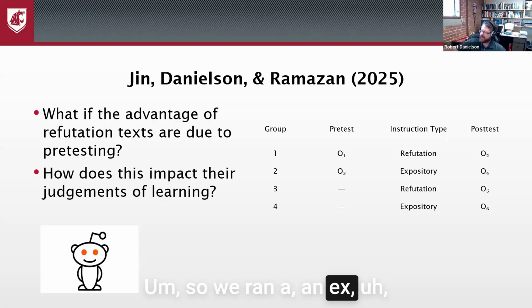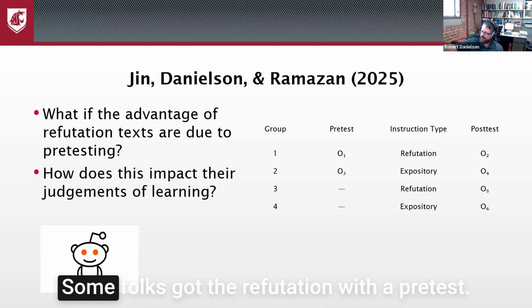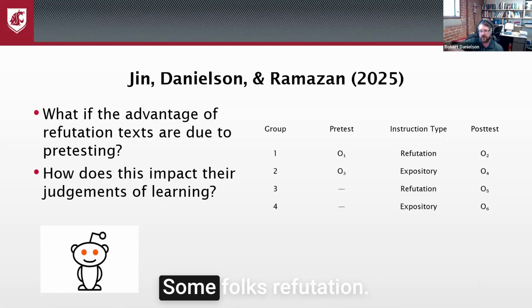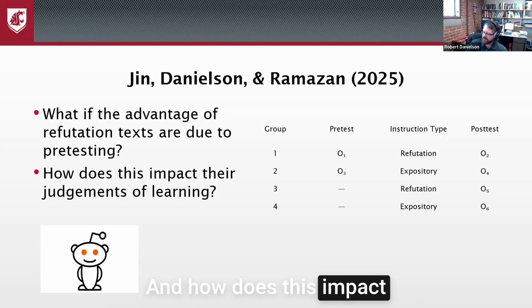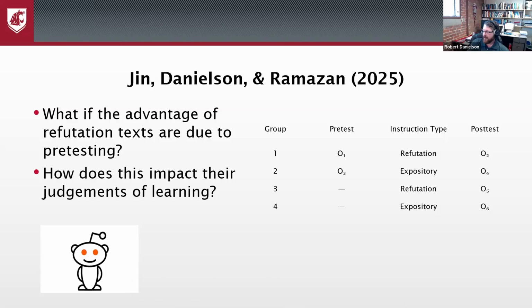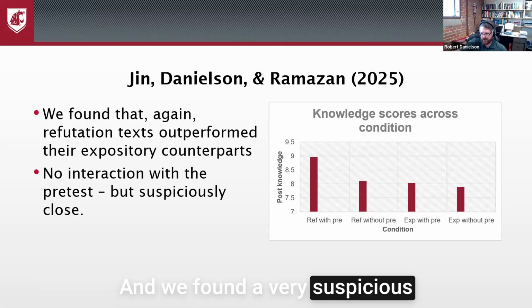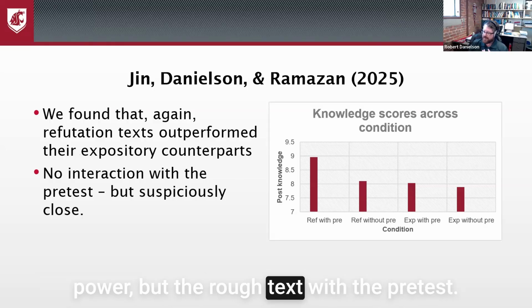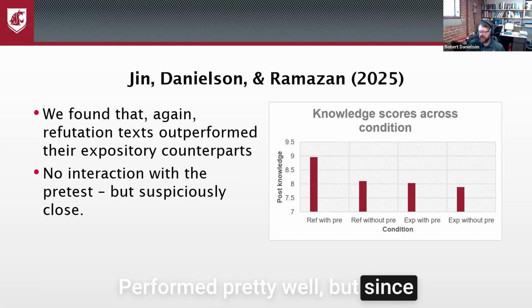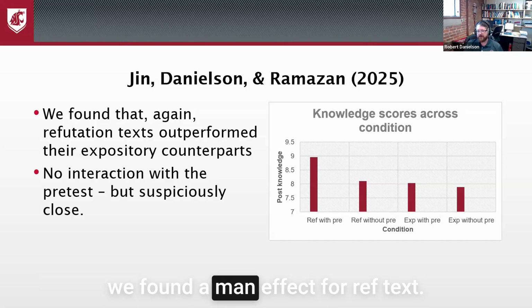So we ran a Solomon Four-Square design. Some folks got the refutation with a pretest. Some folks refutation no pretest. Some expository pretest. Some expository no pretest. And how does this impact their judgments of learning? And we found a very suspicious non-interaction, probably due to low power, but the ref text with the pretest performed pretty well. But since we had limited power, essentially we found a main effect for ref text.